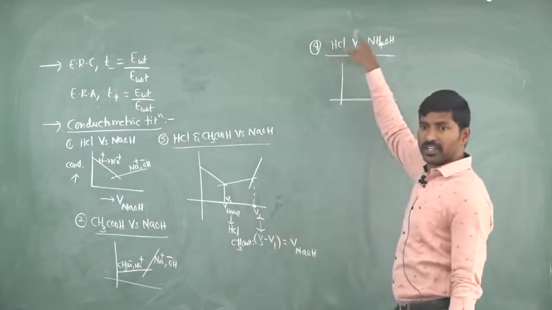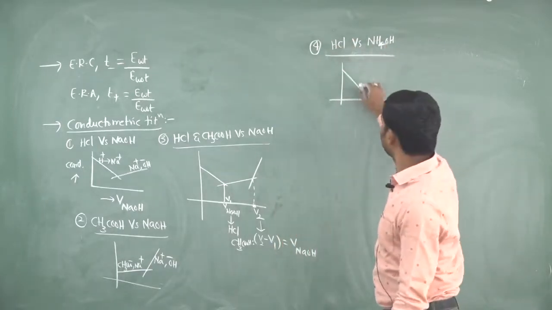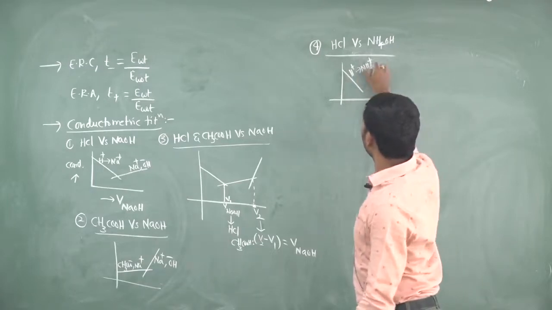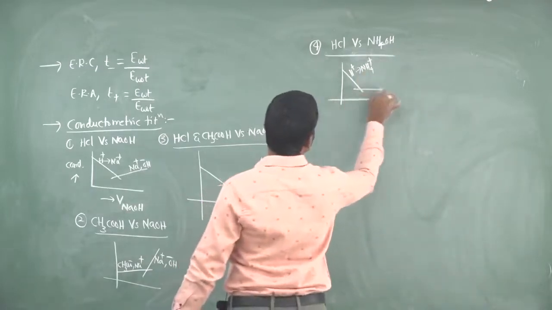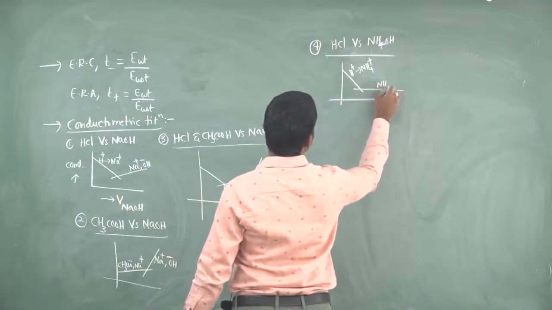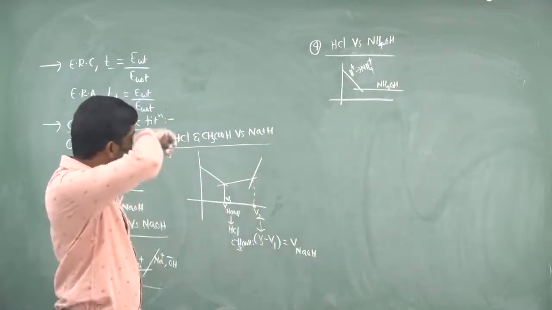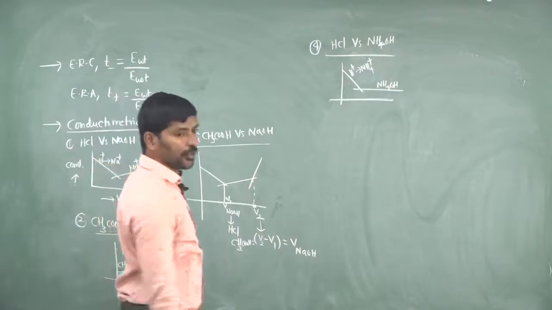Okay, H plus ions are replaced by ammonium ions, so there is a sharp decrease. Ammonium hydroxide is a weak electrolyte, so no change. As ammonium hydroxide is a weak electrolyte, after the end point there is no change in the conductance.